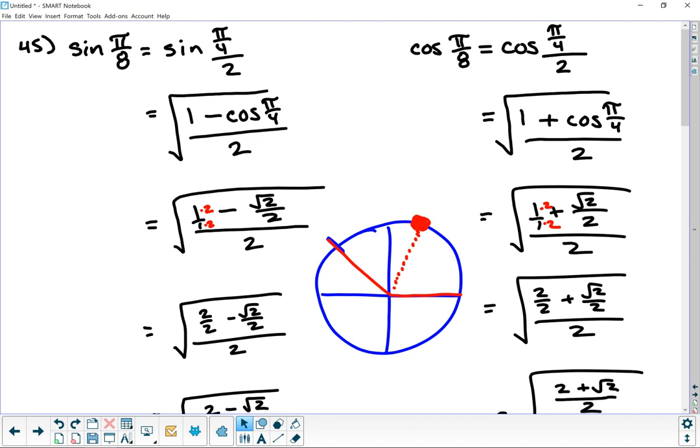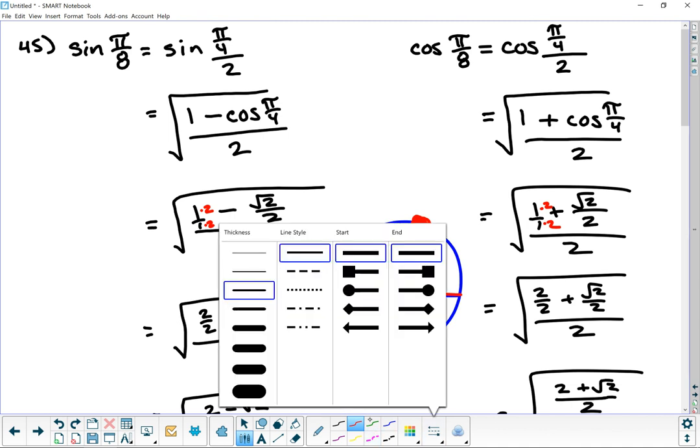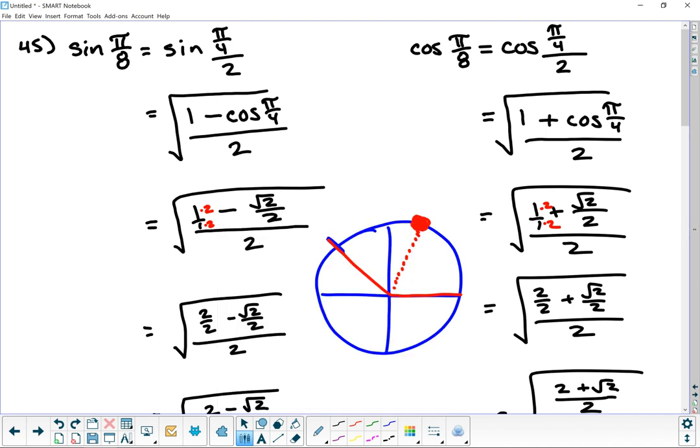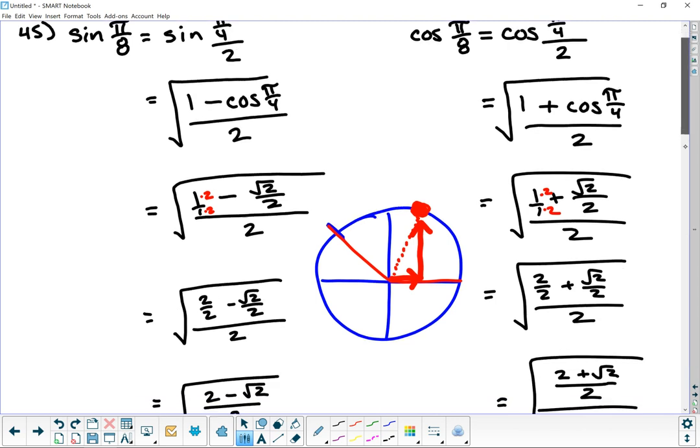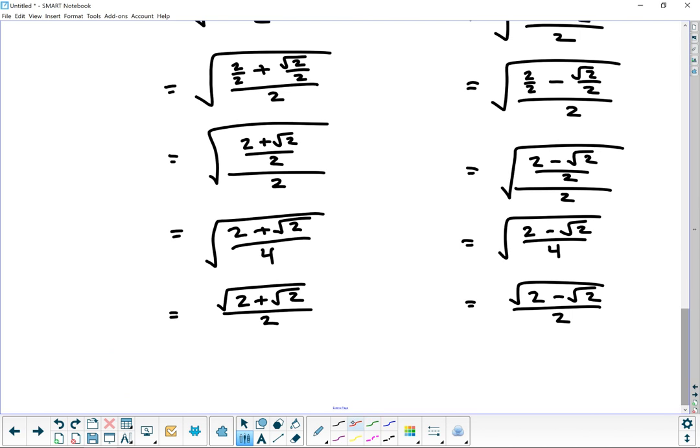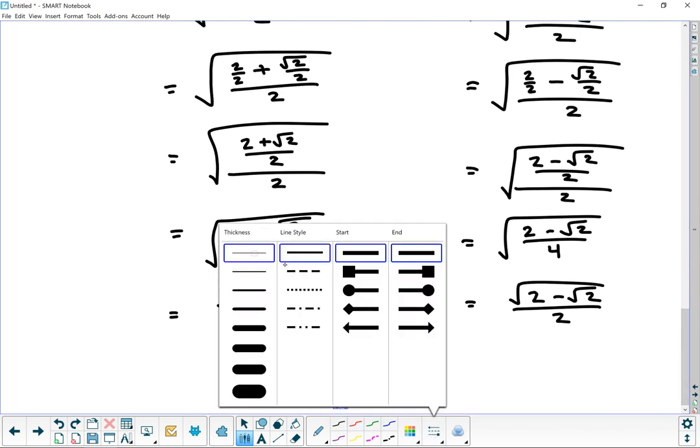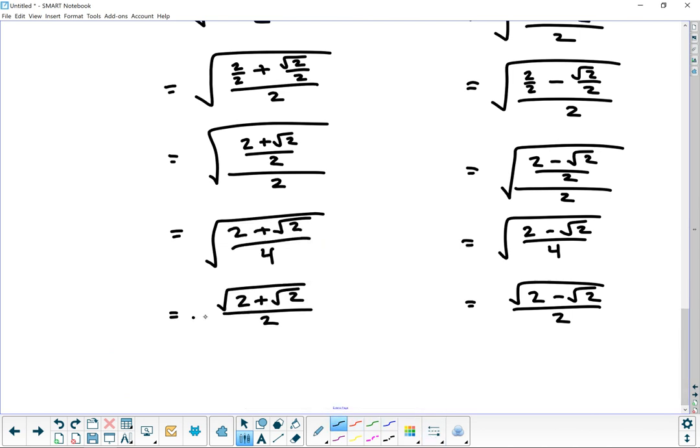Okay. So for that point, what's my sine? Sine is y. So for the y, it would be going up. And the cosine, well, cosine would be going to the right. So they're both positive. Right is positive and up is positive. So my signs for that are both positive, positive, and that's my final answer.